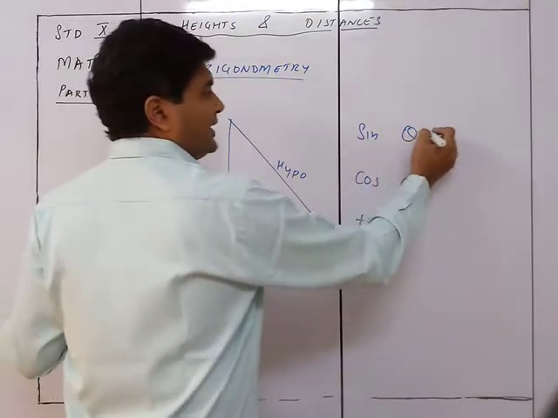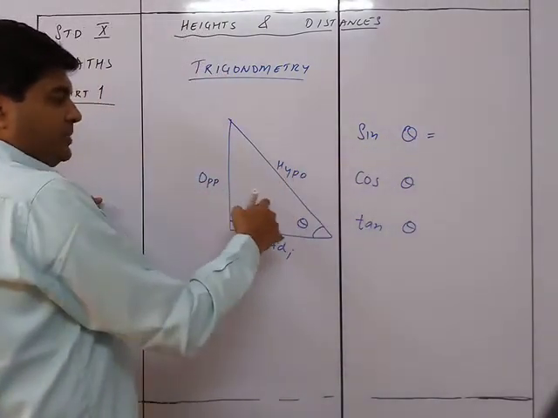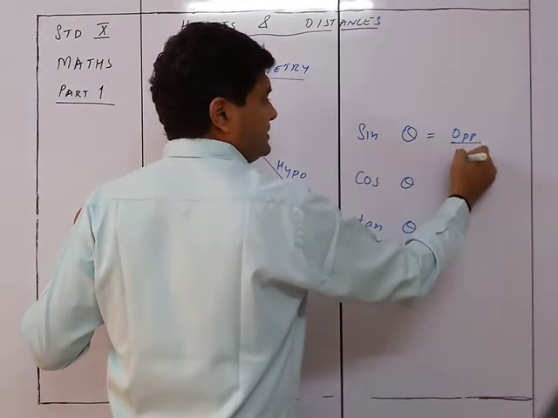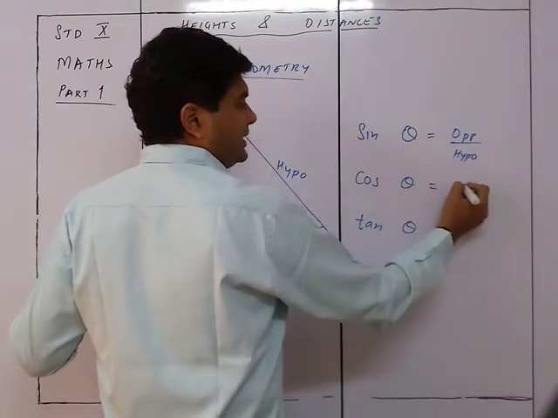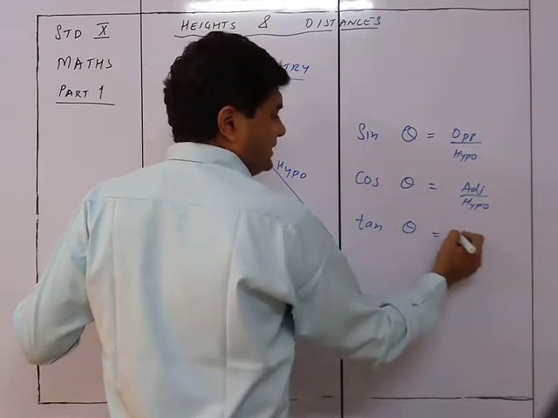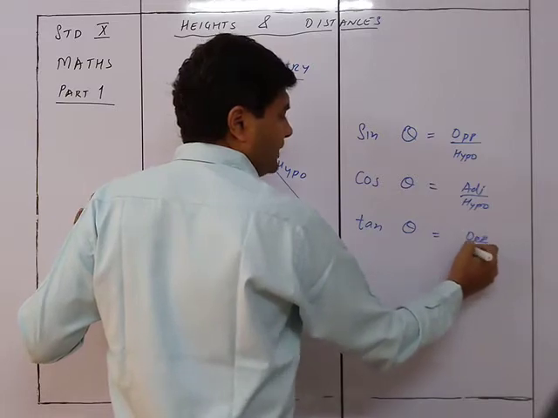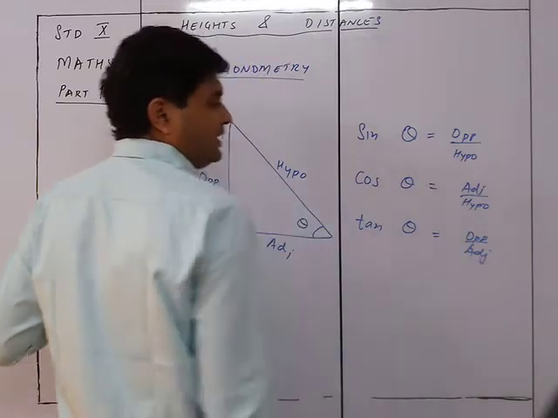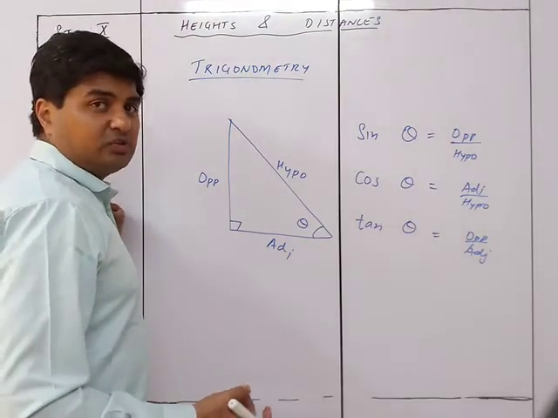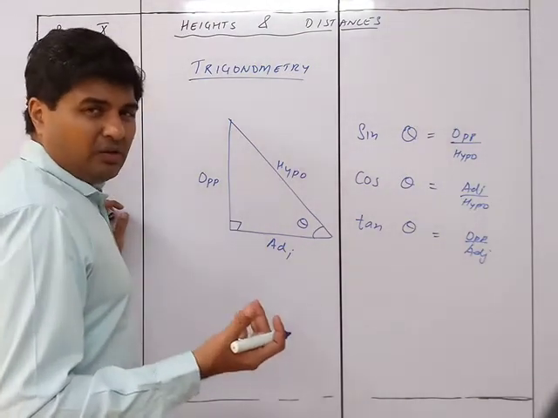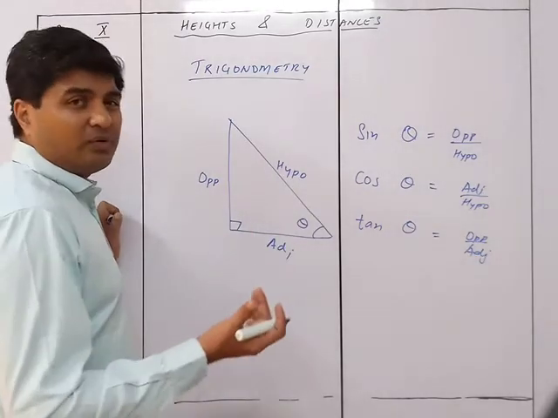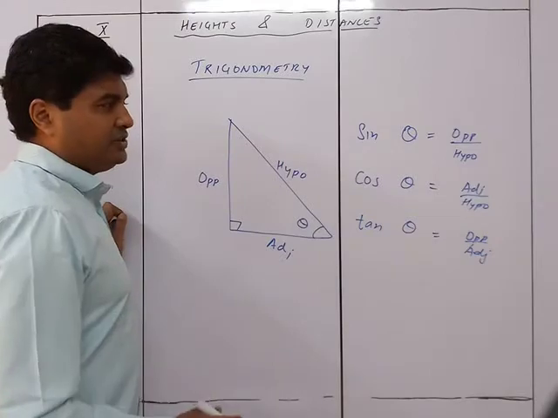And we also know that these are ratios, which means sine theta is opposite upon hypotenuse, cos theta is adjacent upon hypotenuse, and tan theta is opposite upon adjacent. So these are the three main ratios of trigonometry which we would require in this chapter. We won't require cosec, sec and cot, which are the reciprocals of these. We'll just require these general ones.